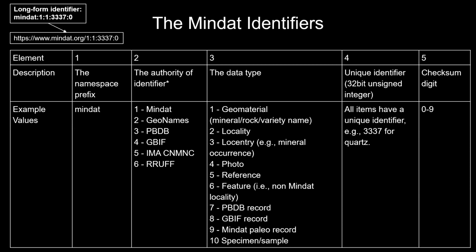The first one, mindat, is the namespace, and the second one, here 1, is the authority of the identifier, like here it is from Mindat. The next one is the data type, and here it is mineral or geomaterial. Then this four-digit part is the unique number for this mineral species, and the last one is just a checksum. Sometimes there may be derived names or abandoned names, and we just use this as an additional digit.